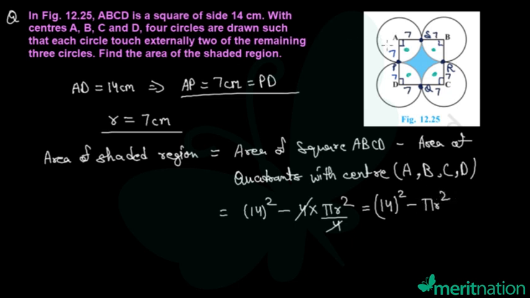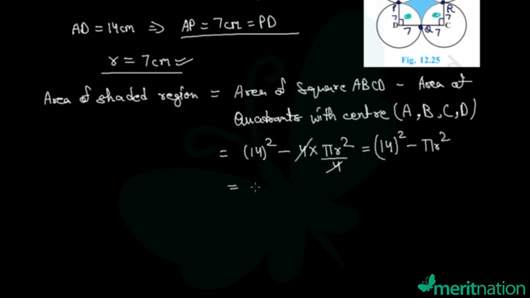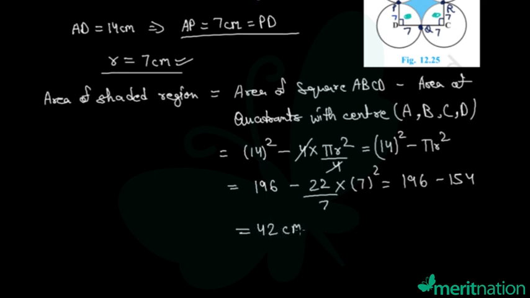Basically, these 4 regions are forming a circle. We have 4 quadrants, and if you join these 4 quadrants, you will see a circle would be formed. The total area of these 4 quadrants would be equal to the area of a circle. Now the radius for them is equal to 7 centimeters, so the area of the shaded region would be equal to 14 squared, 196, minus pi r square, so 22 by 7 into 7 squared, that is 196 minus 154. So the area of the shaded region is equal to 42 centimeters square.